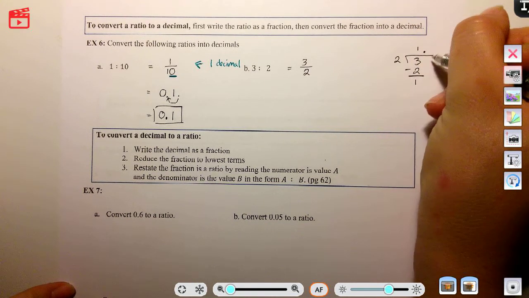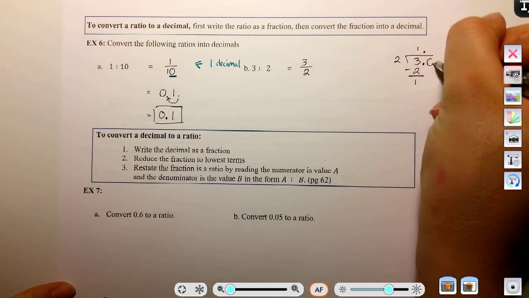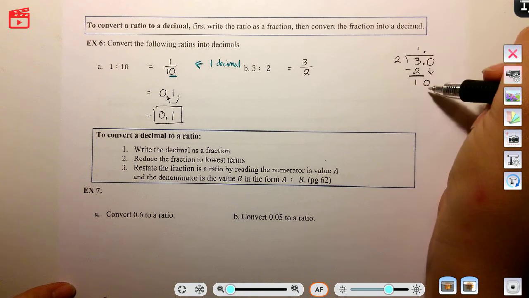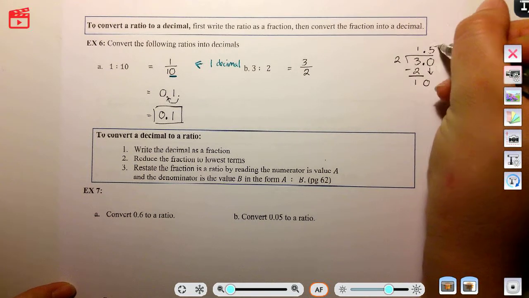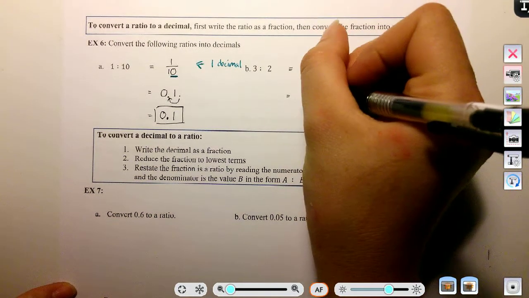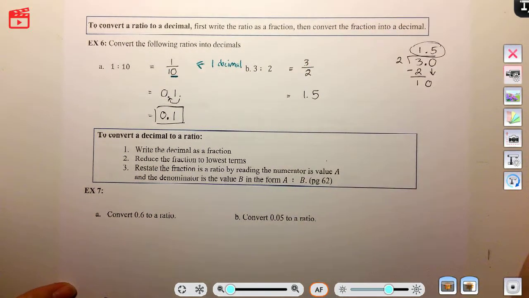All right, let's add in that decimal point and that 0. Bring down the 0, we get 10. How many times can 2 go into 10? 5 times. So our decimal is 1.5. There we go.